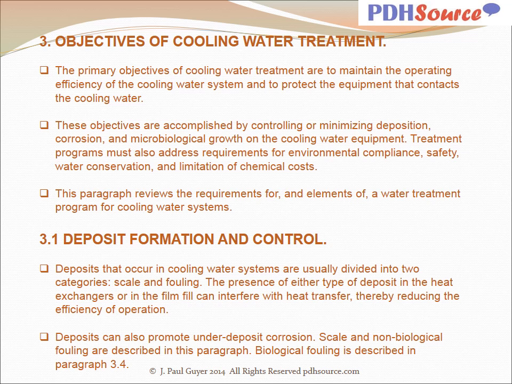First, deposit formation and control. Deposits that occur in cooling water systems are usually divided into two categories, scale and fouling. The presence of either type of deposit in the heat exchangers or in the film fill can interfere with heat transfer, thereby reducing the efficiency of operation. Deposits can also promote under-deposit corrosion. Scale and non-biological fouling are described in this discussion. Biological fouling is described elsewhere.